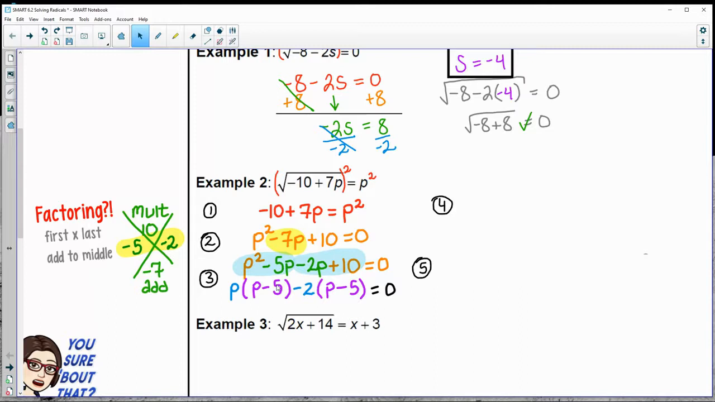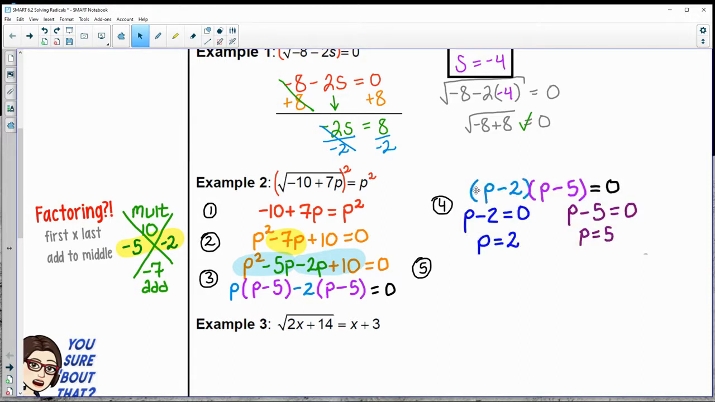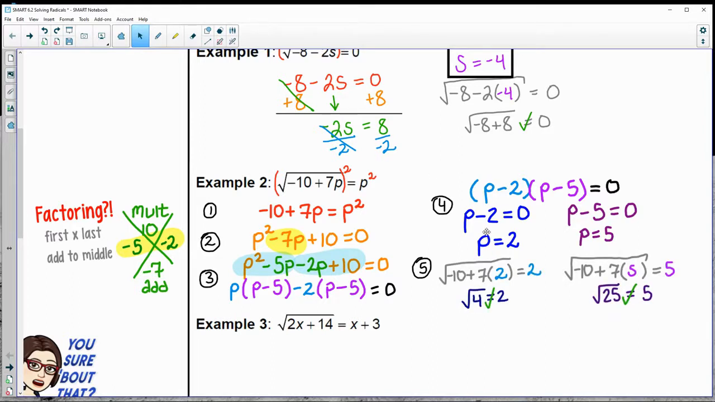So the first two, I can take a p out. The last two, I can take a -2 out, and it actually cleans up really well. And it looks like I get two possibilities because the blue piece and the purple piece both go to 0. So always be sure before you're finished, check both solutions. And why, yes, it looks like 2 works and 5 works. So I can box both of them.